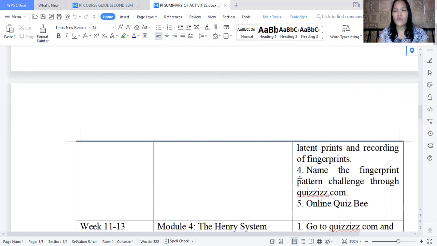One more thing that we will have this week is an online quiz bee. Winners will be given surprises and additional points for their grade. So you have to review and read all the details so that once you are asked a question, you can answer it instantly. That will become challenging and exciting for everybody.